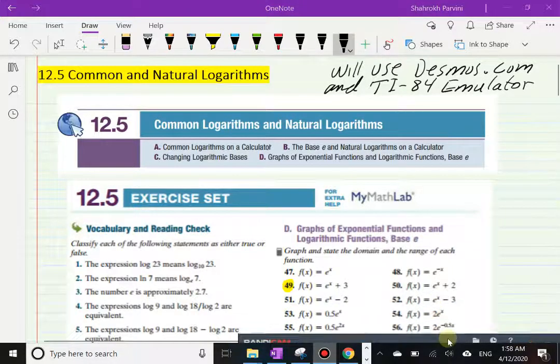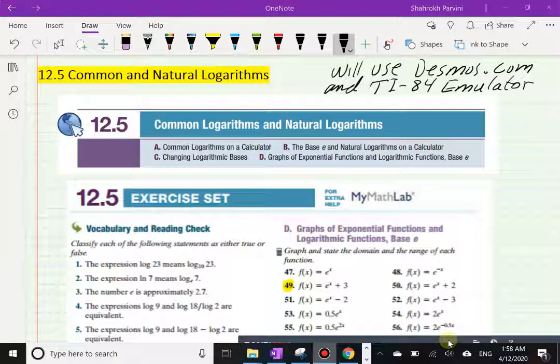Section 12.5. In section 12.5, we're going to look at common and natural logarithms. Coming out of section 12.2, we talked about exponential functions, and in section 12.3, we talked about the logarithmic functions. So here we're actually going to take a look at a couple of very special logarithmic functions. One of them is the common log and the second one is the natural log. So that's what we want to talk about in this section.